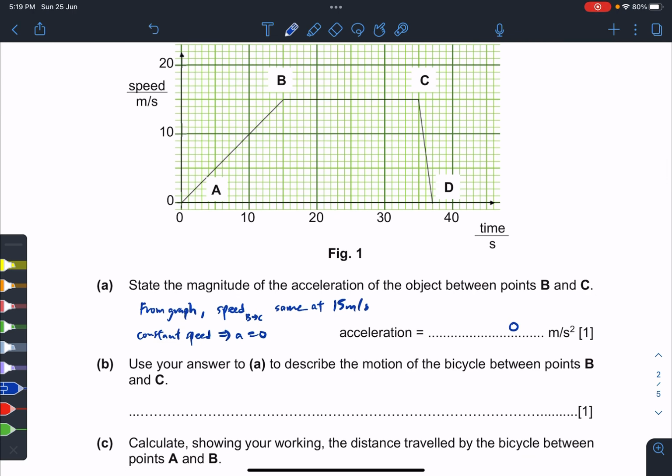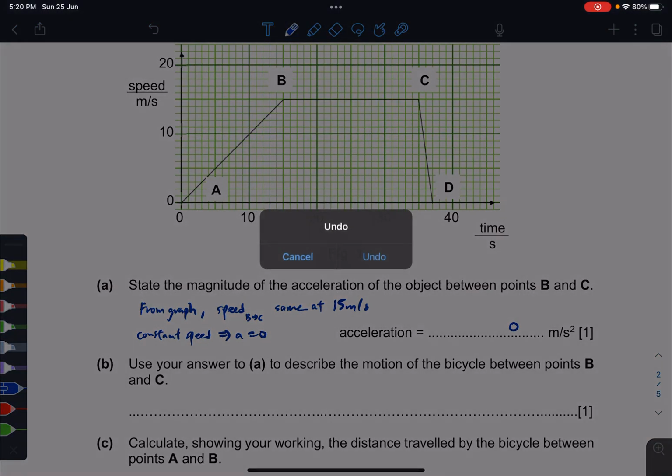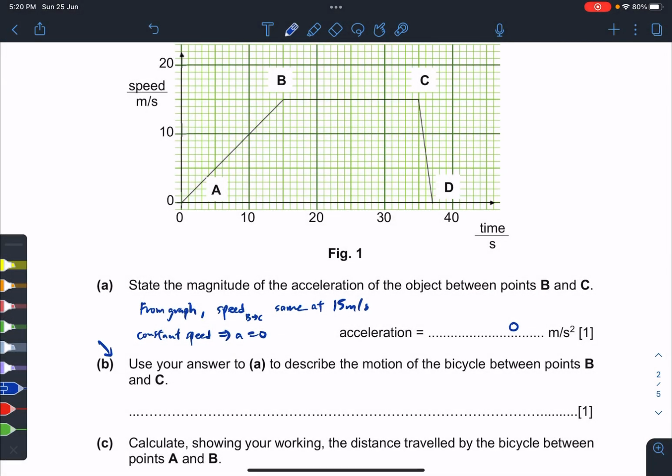Okay, next. Use your answer to describe the motion. If you recall, to describe the motion, there are usually two things you need to talk about. Usually they give you a speed-time graph, and describing the motion will always come up. You need to tell me the speed plus the actual number, because the graph is speed, so you look at the graph and give the actual numbers. And you should also talk about acceleration.